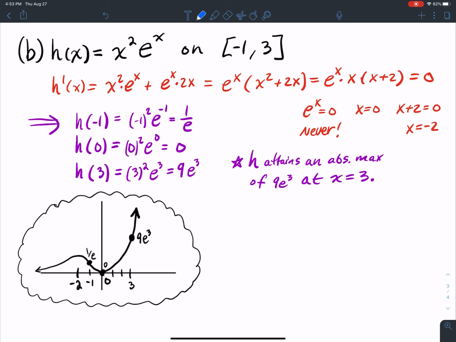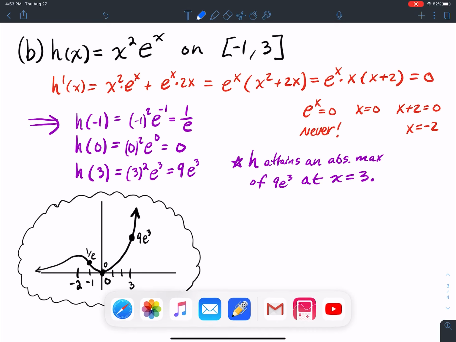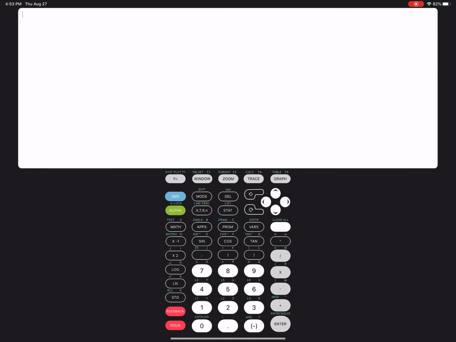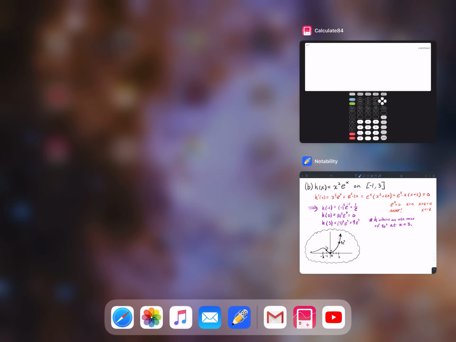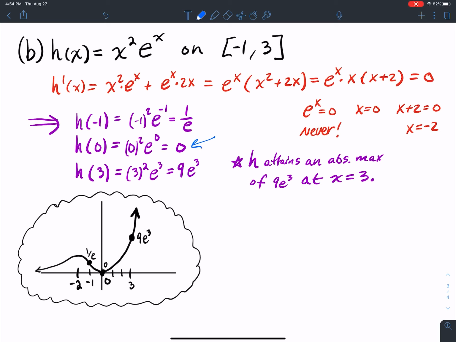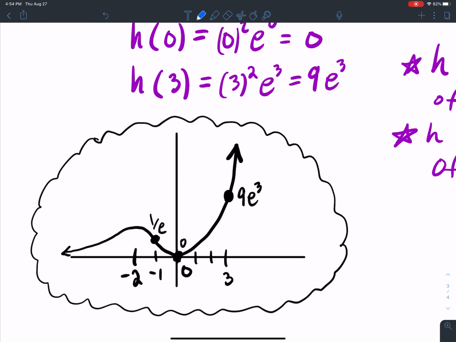Where's the smallest number? Well, 1 over e is small, but it's not smaller than 0. 1 over e is like 0.3678. I mean, that is tiny, right? But it's not smaller than 0. So this is actually the smallest value that is attained. It is the absolute minimum, and it occurs at x equal to 0. You can see that on this graph here.